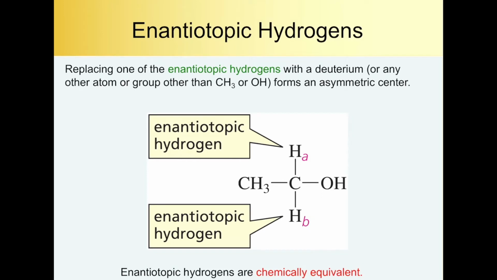in the NMR spectrum. And when you replace one of these enantiotopic hydrogens with deuterium, then it's going to give rise to a chiral compound, because this carbon will be a chiral center or an asymmetric center. And therefore, this carbon is said to be a prochiral center.